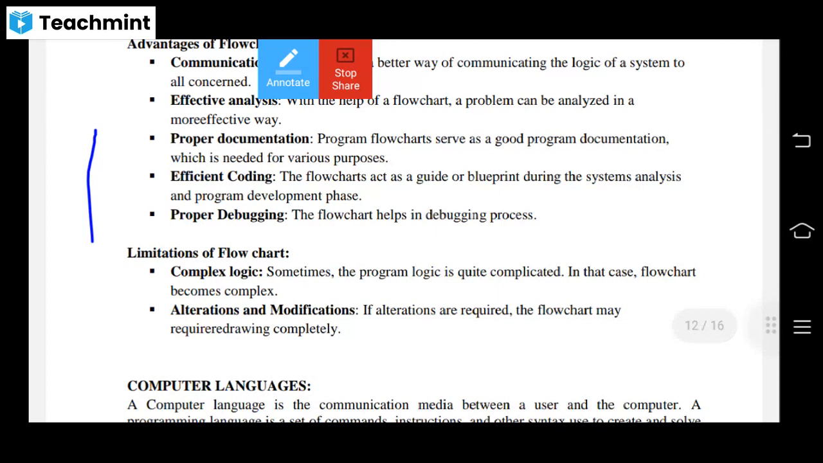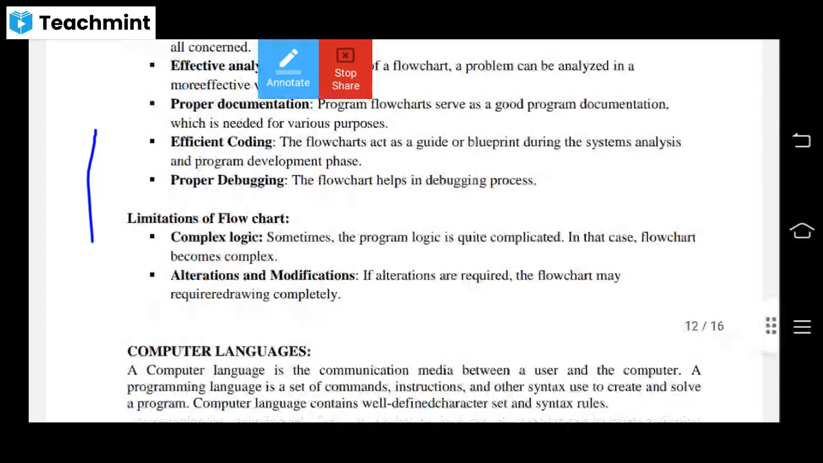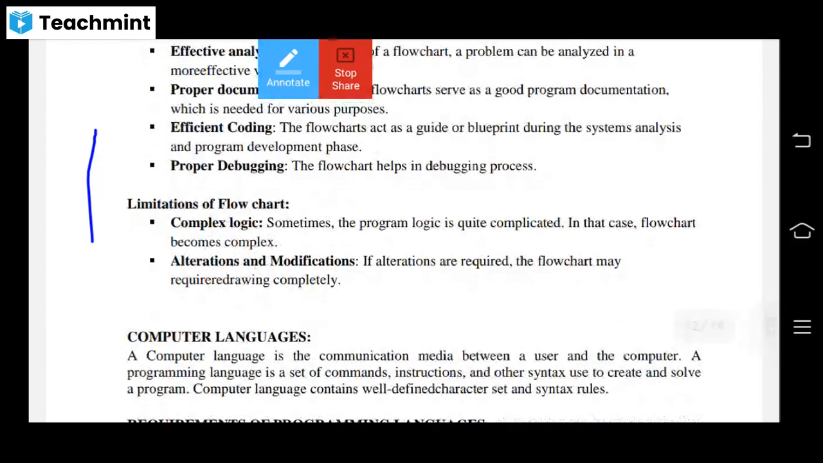Okay, and also there are limitations of the algorithm and flow chart. Complex logic, alterations and modifications. Sometimes the program logic is quite complicated. In this case, the flowchart becomes complex.